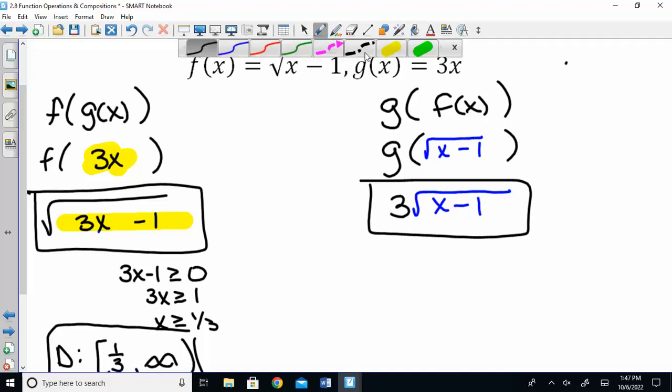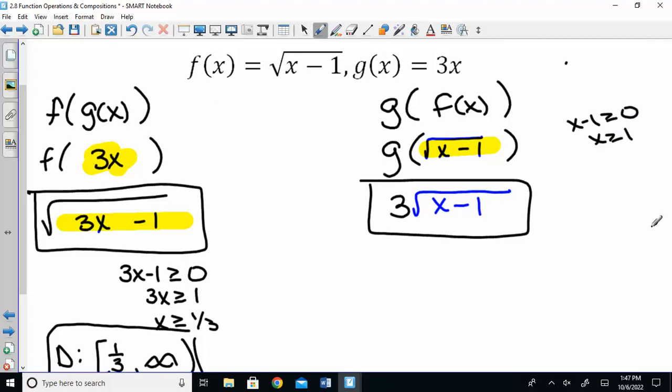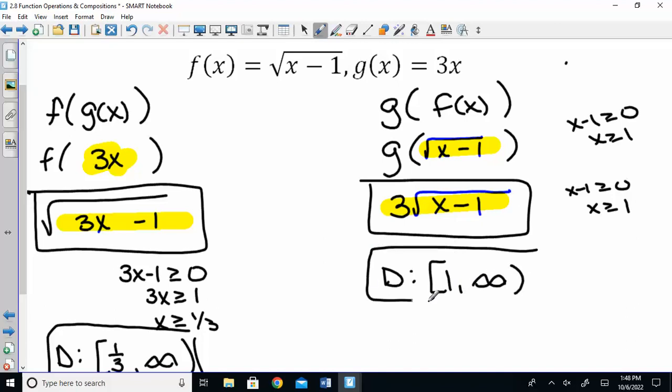Now the domain. Look 2 places. All right, so starting with this original one. It had a radical. So when I look at that, I know that the thing underneath had to be greater than or equal to 0, so x had to be greater than or equal to 1. When I look at my final answer, it again has a radical. So again, the x minus 1 is greater than or equal to 0, and x is greater than or equal to 1. So we had an issue with both of them, but this time they both gave us the same thing. So what's my final domain? How do we write it? 1 to infinity.